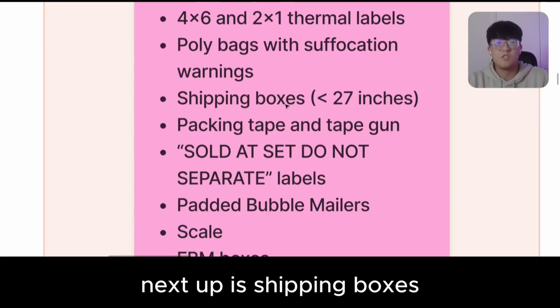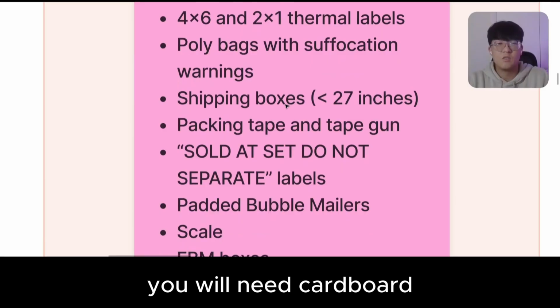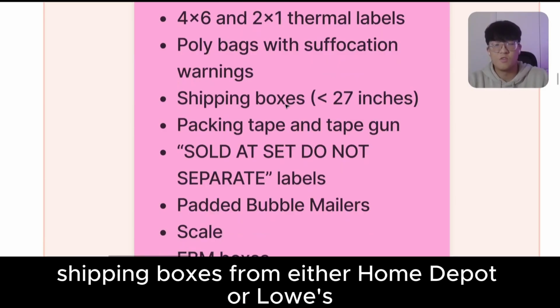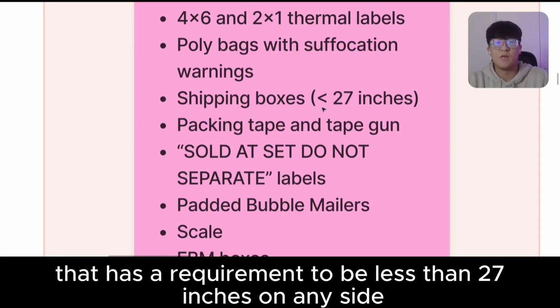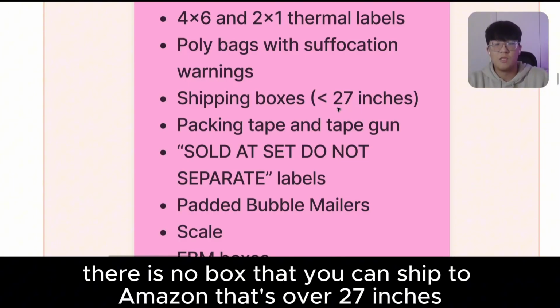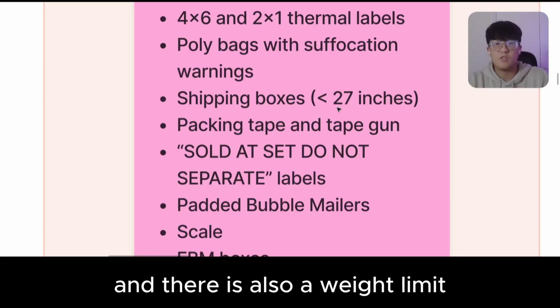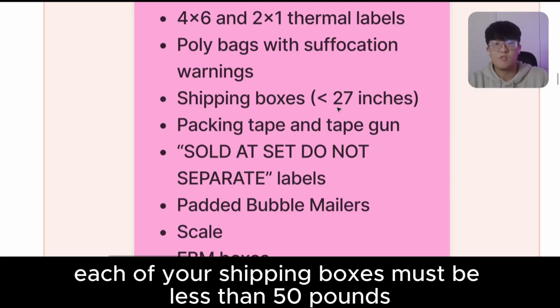Next up is shipping boxes. You will need cardboard shipping boxes from either Home Depot or Lowe's, whichever is cheaper, or buy them elsewhere. That has a requirement to be less than 27 inches on any side. This is Amazon's requirement. There is no box you can ship to Amazon that's over 27 inches. And there is also a weight limit. Each of your shipment boxes must be less than 50 pounds.